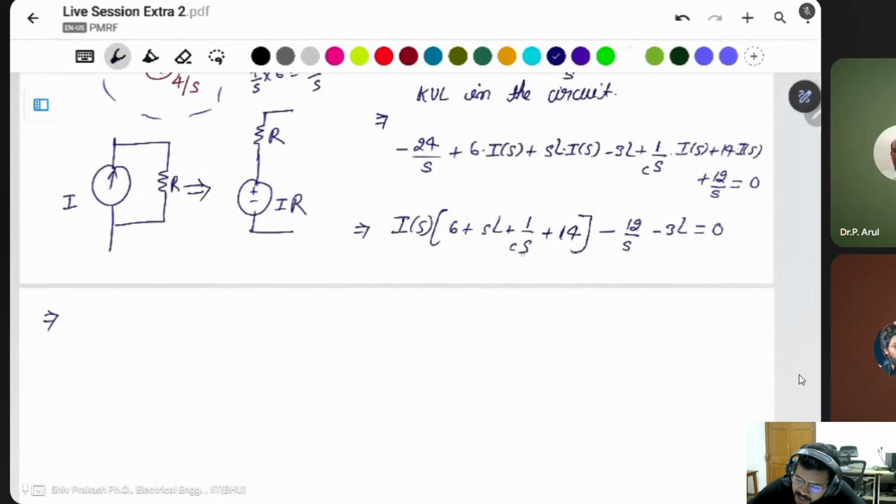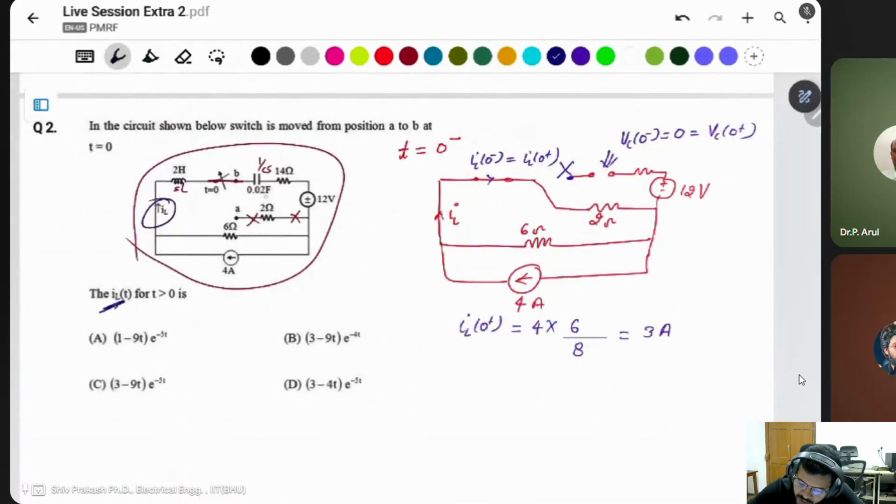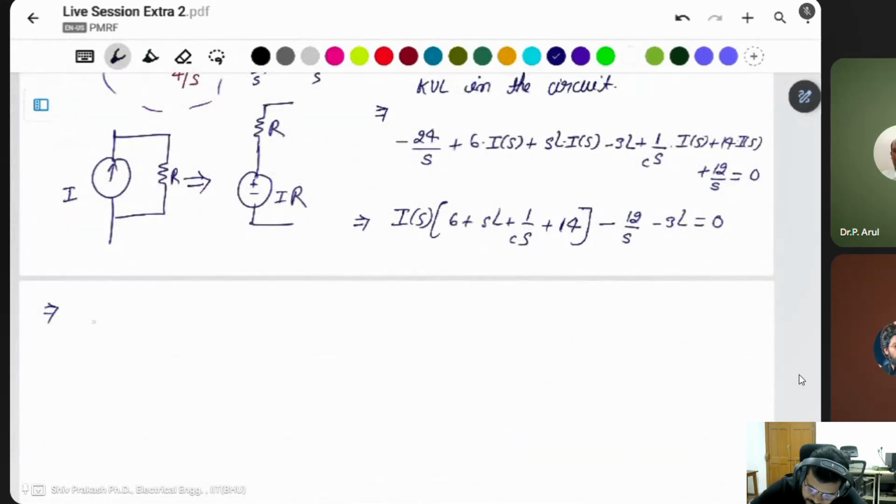Put the value of L and C. What is the value of L in the question? L is 2 Henry, C is 0.02 Farad. So 6 plus 14 is 20. SL, L is 2, this will be 2S, plus 1 by C. C is 0.02, this is 1 by 0.02. It will be 50, 50 by S.